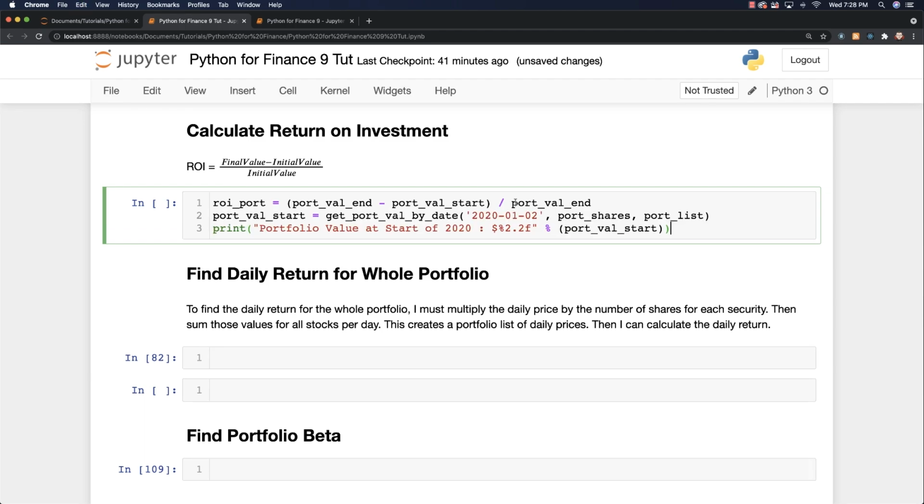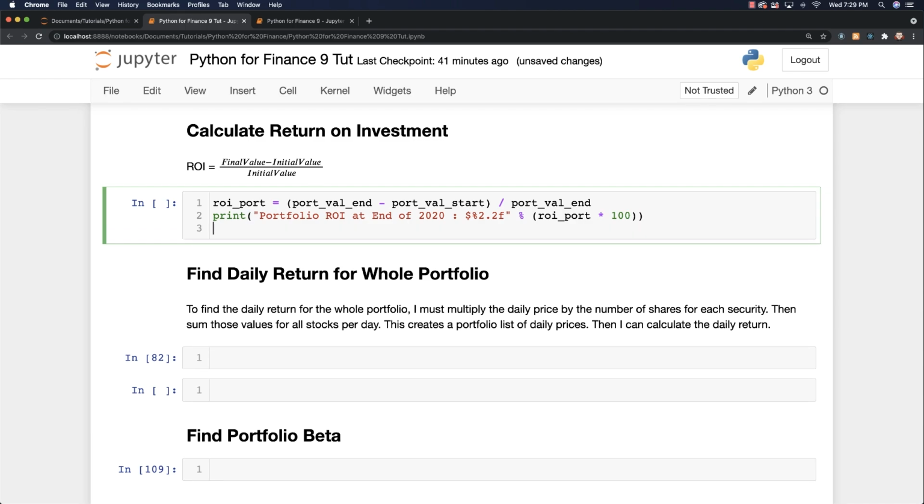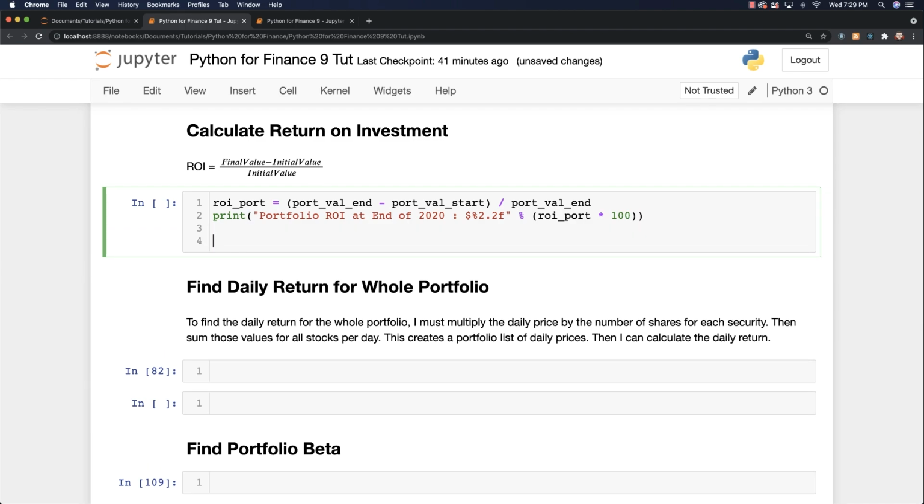And let's paste that inside of here. Let's utilize this guy right here. So what I want to do here is go portfolio ROI at end of 2020. And this stays the same. And what I need to do here is go and get the ROI port. So ROI port like that. And multiply that times 100 to get the percentage. And then I'm going to go and do the same thing and get the S&P 500 ROI to do a comparison between my portfolio and how well the S&P 500 did.